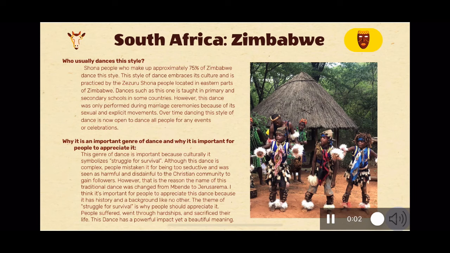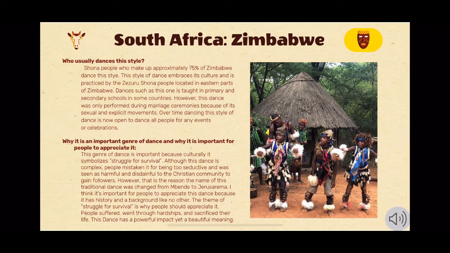Shona people, who make up approximately 75% of Zimbabwe, dance this style. This style of dance embraces its culture and is practiced by the Zulu Shona people located in eastern parts of Zimbabwe. Dances such as this one are taught in primary and secondary schools in some countries. However, this dance was only performed during marriage ceremonies because of its sexual and explicit movements. Over time, this style of dance is now open to all people at any events or celebrations.